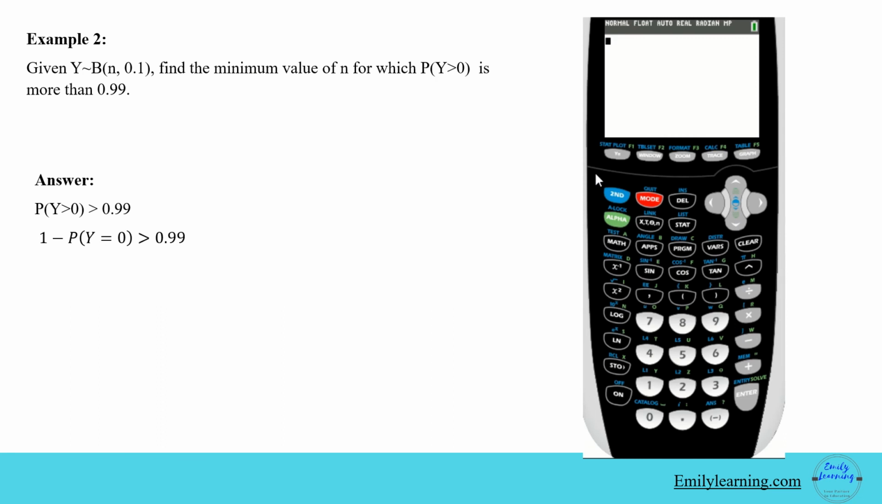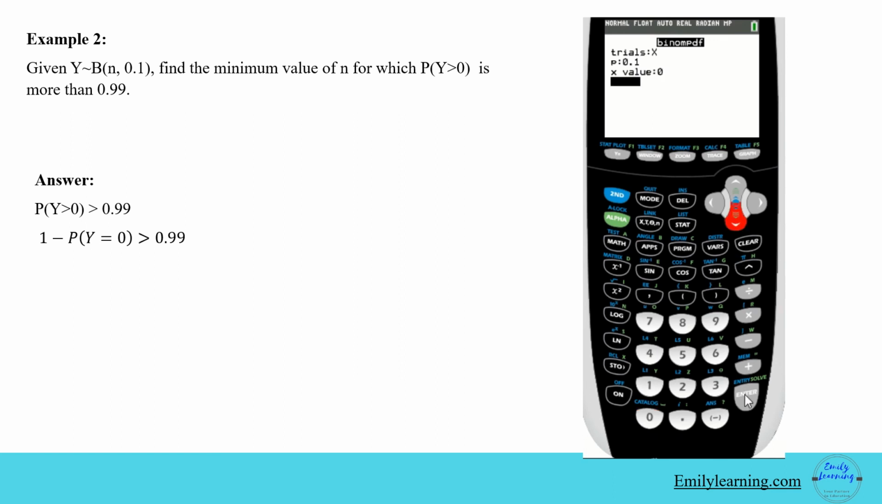So to find n, I will go to Y equals to, next I will take 1 minus, because I'm interested in 1 minus P of Y equals to 0, it will be 1 minus binomial PDF. So I'll go to binomial PDF, which is A. The number of trials is unknown, so now I put this as X. P is 0.1. And x is equals to 0 because I am interested in P of Y equals to 0.